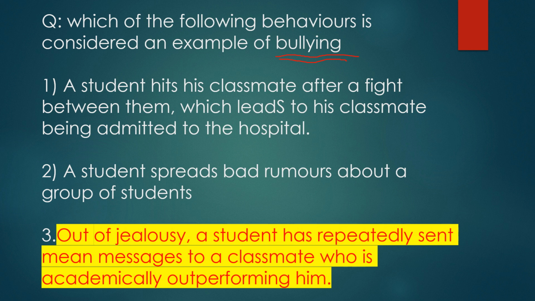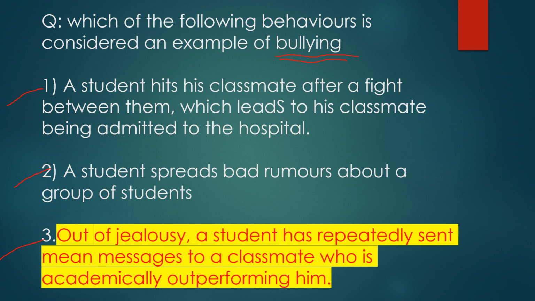So let's see the question once again. Which of the following behaviors is considered an example of bullying? Option number one: a student hits his classmate after a fight between them, which leads to his classmate being admitted to the hospital. Okay, this is option number one. Let's see what's our second option. A student spreads bad rumors about a group of students. And number three, out of jealousy, a student has repeatedly sent mean messages to a classmate who is academically outperforming him.